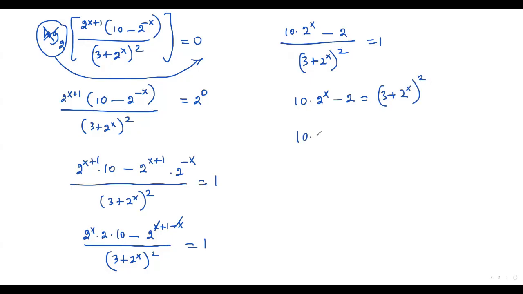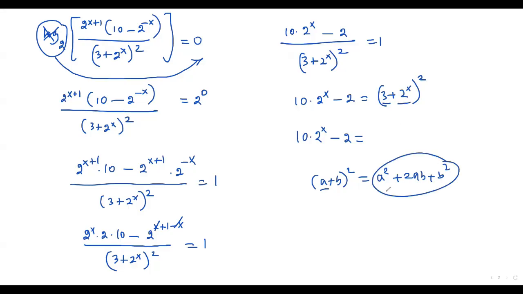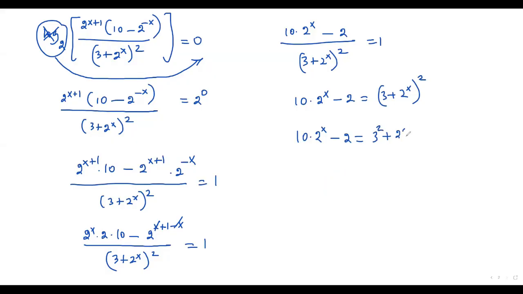Okay, now we have 10 times 2^x - 2. Now we can expand the square of the binomial using (a + b) the whole square equals a square + 2ab + b square. So already we are familiar with this expansion. At the place of a we have 3, at the place of b we have 2^x. In this expansion we can replace a by 3 and b by 2^x. Okay, let me do it. Then we get 3 square + 2 times 3 times 2^x + (2^x) the whole square. This is a square + 2ab + b square.